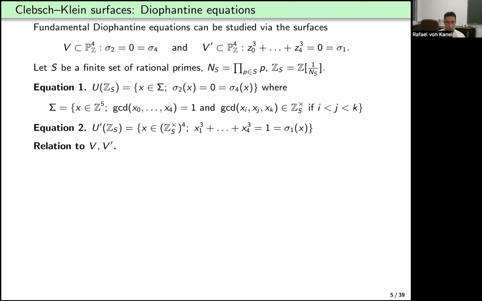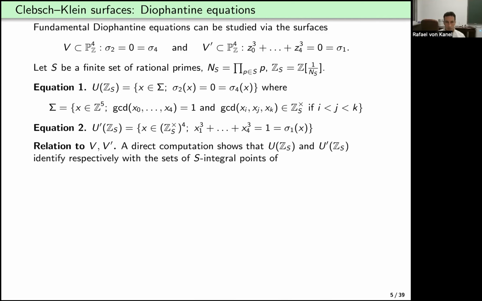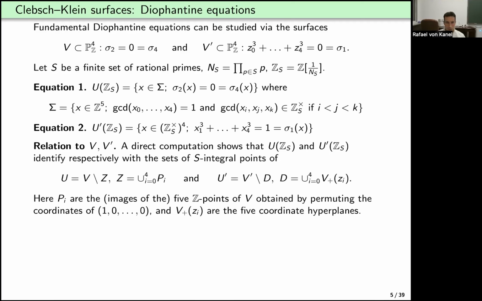The question then is, what is the relation to these varieties V and V prime? One can show that these sets U ZS and U prime ZS are the S-integral points of the following two varieties, U and U prime. Here U is V with 5 points removed, namely the 5 points given by the permutations of the coordinates of the point 1, 0, 0, 0. And U prime is given by V prime minus a divisor D, where D is the union of the 5 coordinate hyperplanes V plus Zi.